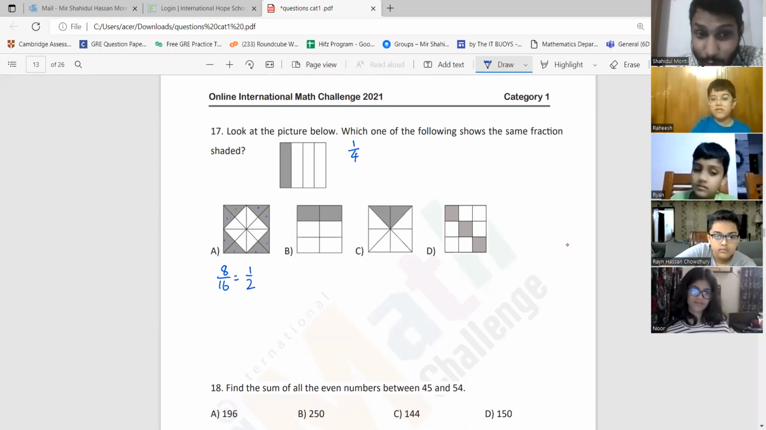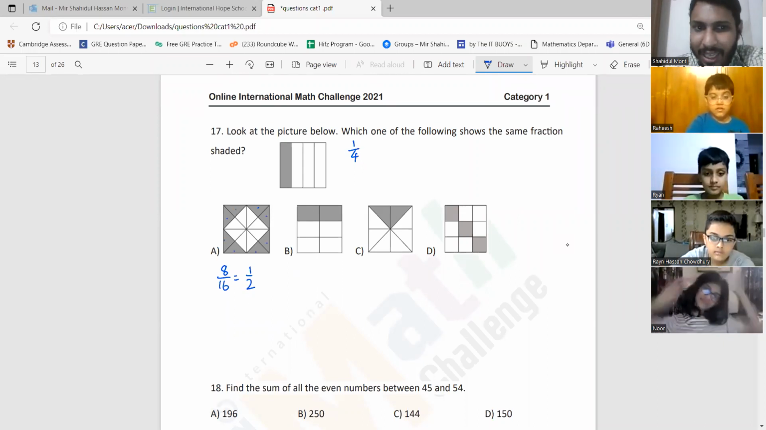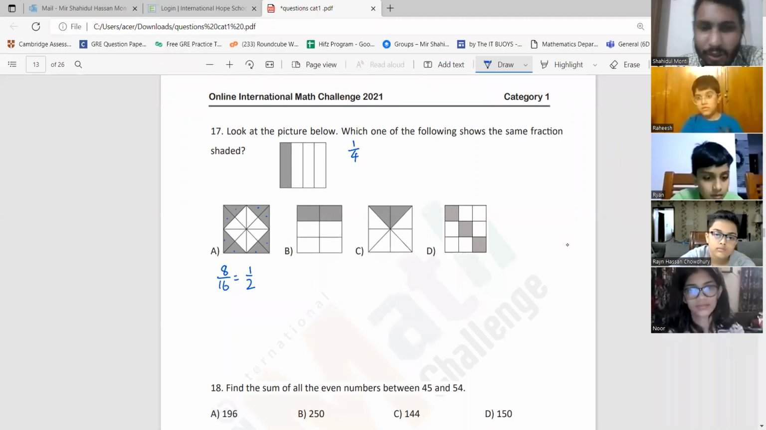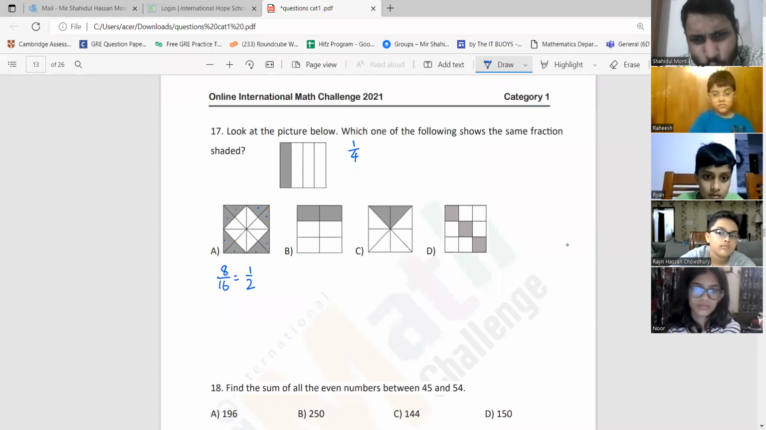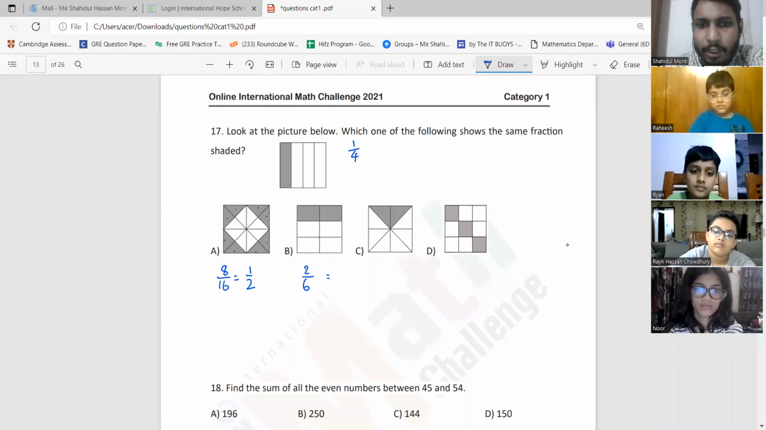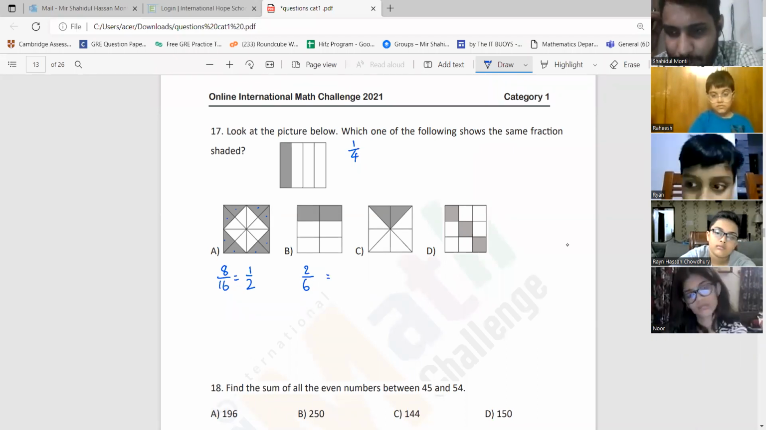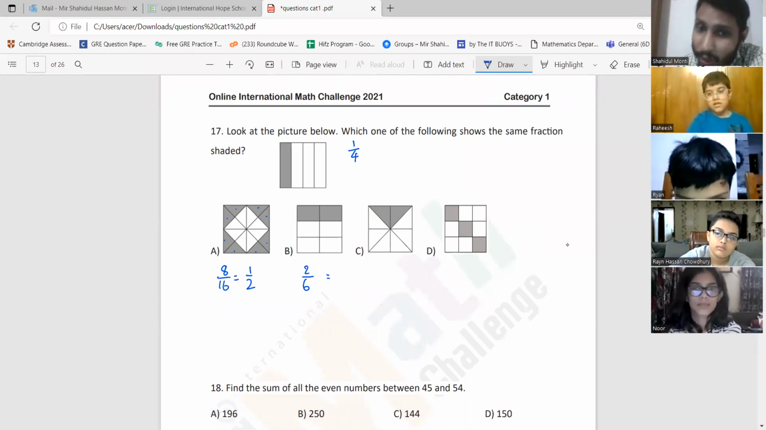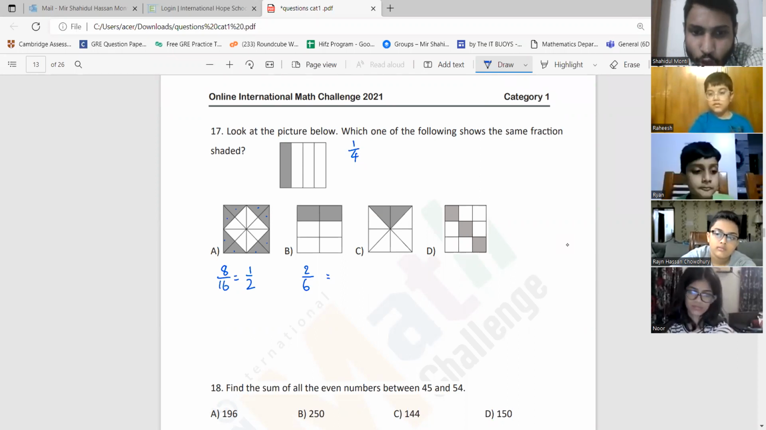When you have a fraction, you can divide the numerator and denominator by the same number. 8 divided by 8 is 1, 16 divided by 8 is 2. So 8 out of 16 can be written as 1 out of 2. And here I have 2 out of 6. 2 out of 6 is shaded. So students, when we are doing fractions, please understand this. You can divide the numerator and denominator by the same number.